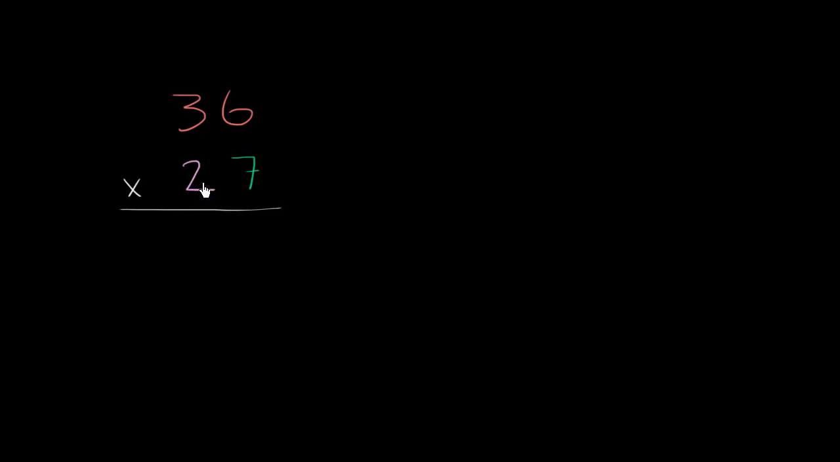And then I'm going to do it again where we're going to think a little bit more about what the different numbers represent. So first let's start with the process. So I'm going to multiply 36 times 7, or 7 times 36. So I can start in the ones place.